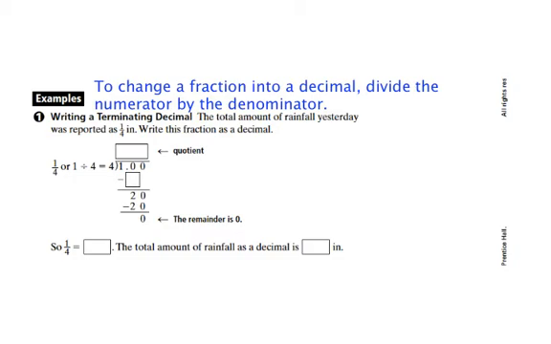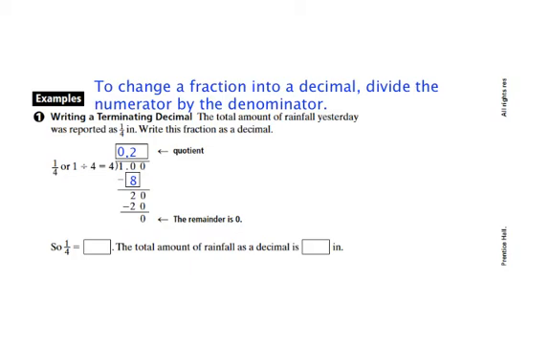So we're going to have 1 divided by 4. 4 can't go into 1, so we write a 0 above the 1. We're going to have to put a decimal point in the problem, so that goes straight up into the answer. Then 4 goes into 10 2 times. 2 times 4 is 8. We subtract and get 2.